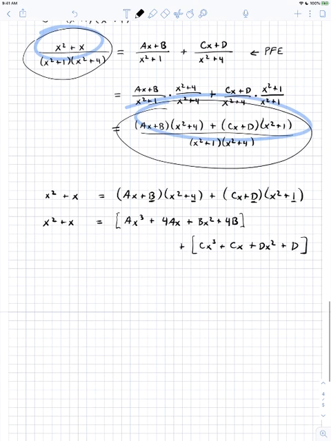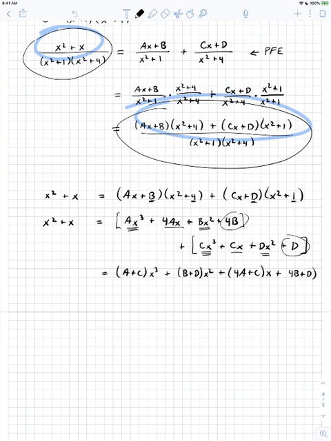Okay, so just like before, we want to collect the like terms. So you have a cube here and here. So that's going to be a plus c times x cubed. There's a square, there's another square. So it's b plus d times x squared. Plus, here's a linear term, there's another one, 4a plus c times x. And now we gather together the constant terms, 4b plus d.